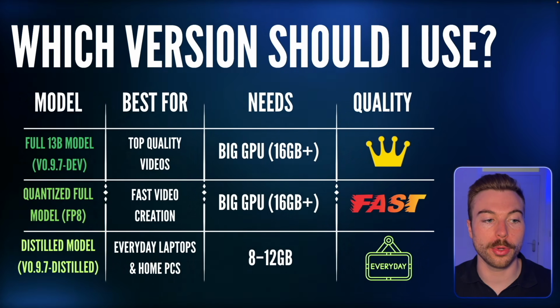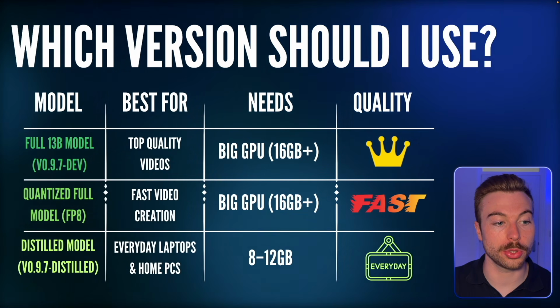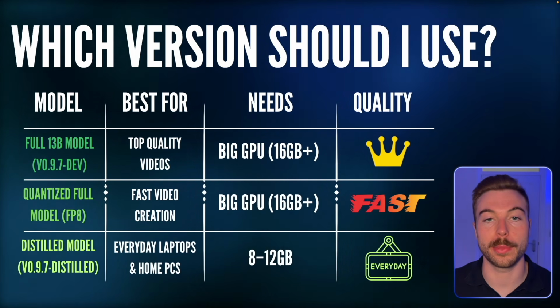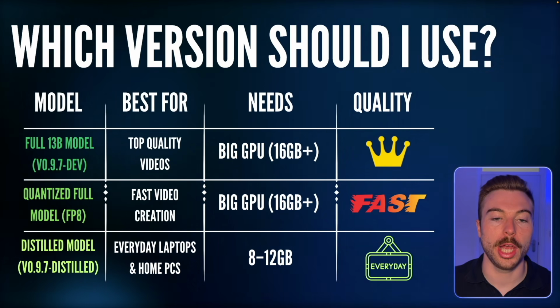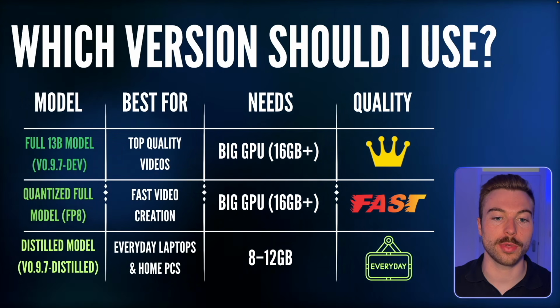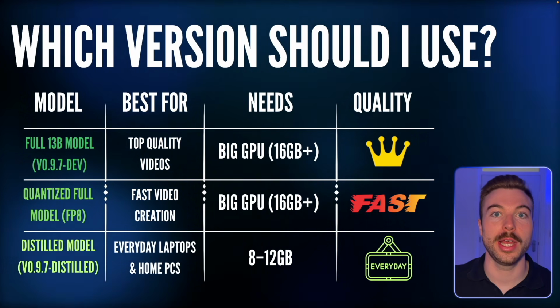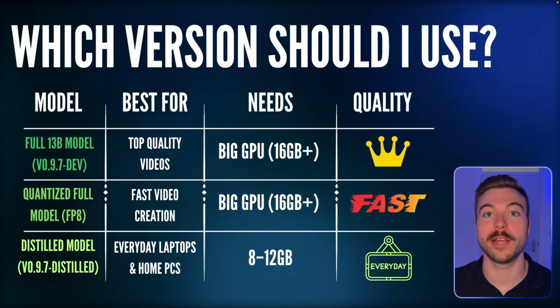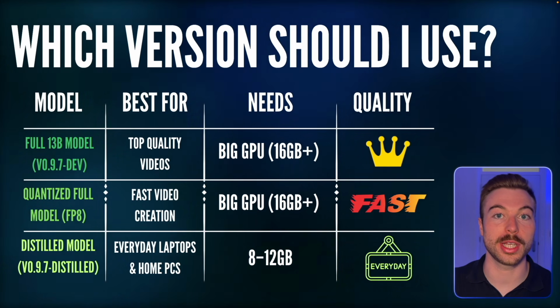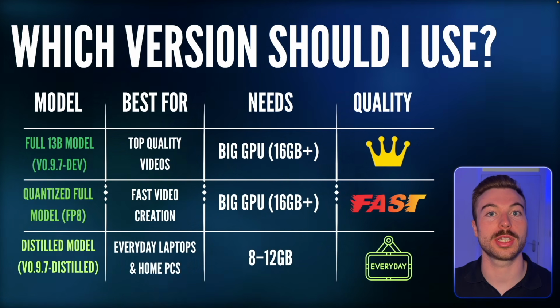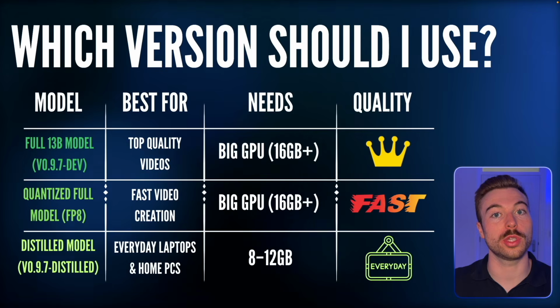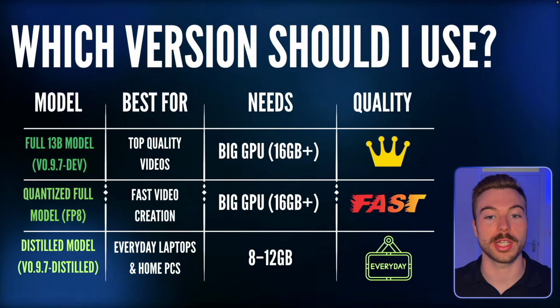So we've got the full 13 billion parameter model, which is that V0.9.7 dev. This is going to be your top quality video output, but you're going to need a rather good GPU to run it, around 16 gigabytes. And if you've got an Nvidia GPU, it's going to perform incredibly well. If you're using something like a MacBook without it, it's going to take a little bit longer to get those results. So you may want to think about maybe having a virtual machine with a GPU so that you can run it that way instead.